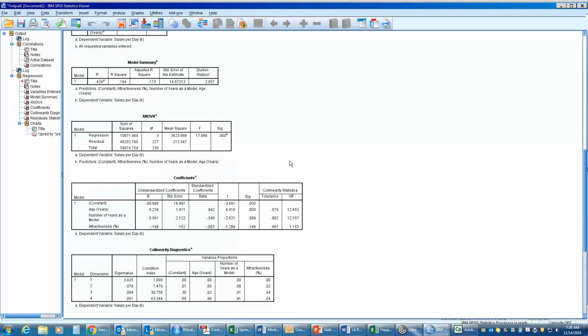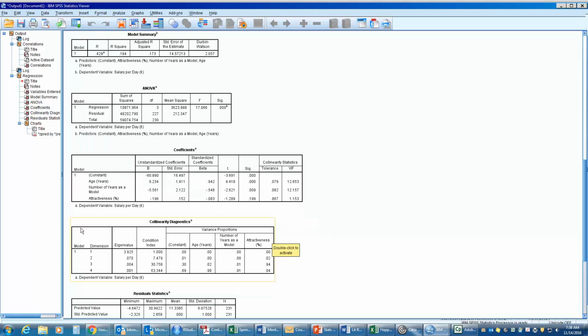look at our coefficients box. The first thing I am attracted to is the collinearity diagnostics or statistics. Based on a rule of thumb of 10 and above being problematic, we find that these two variables are above 10, at about 12 and a little bit, and 12 and a half here. And so automatically I recognize that there's a problem of collinearity.